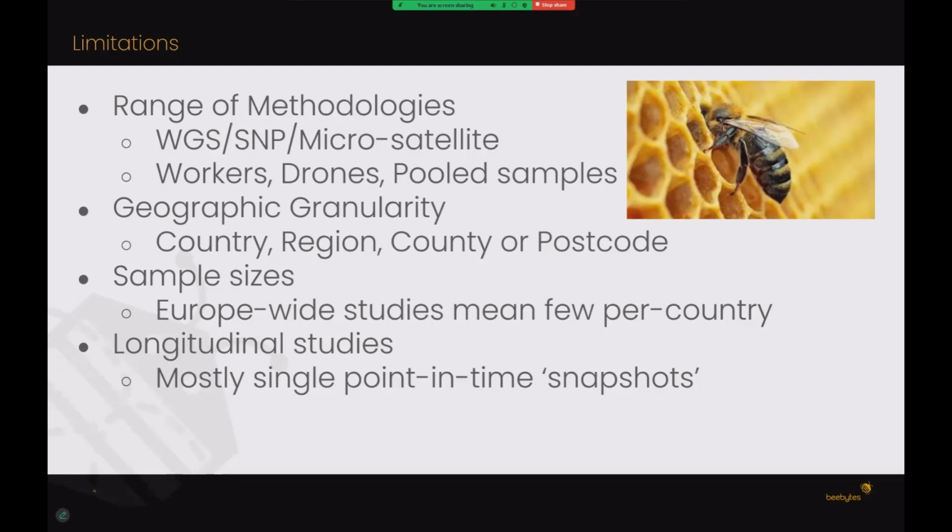But we're seeing general trends in terms of where we're seeing M lineage in the north and in the west. And that seems to hold up across all the methodologies, across all the different research approaches, which is a good sign. The second problem is granularity of the data.